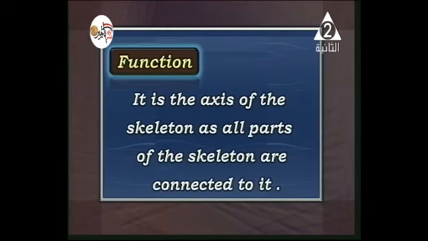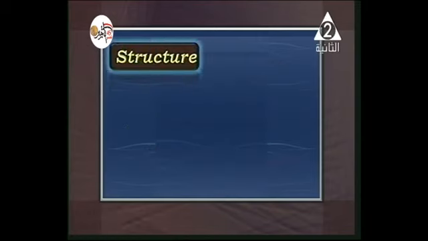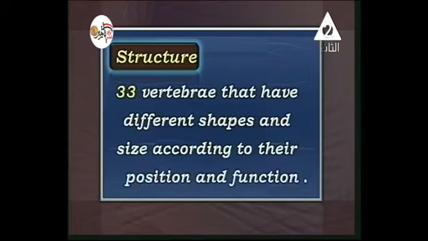And also it's considered the axis of the skeleton, because all parts of the skeleton are connected and linked tightly to the vertebral column. What about the structure of the vertebral column? Well, it consists of 33 vertebrae, and we have here a video to show you the structure of vertebrae, which have different shapes and sizes according to their position and function inside your body and along the vertebral column.